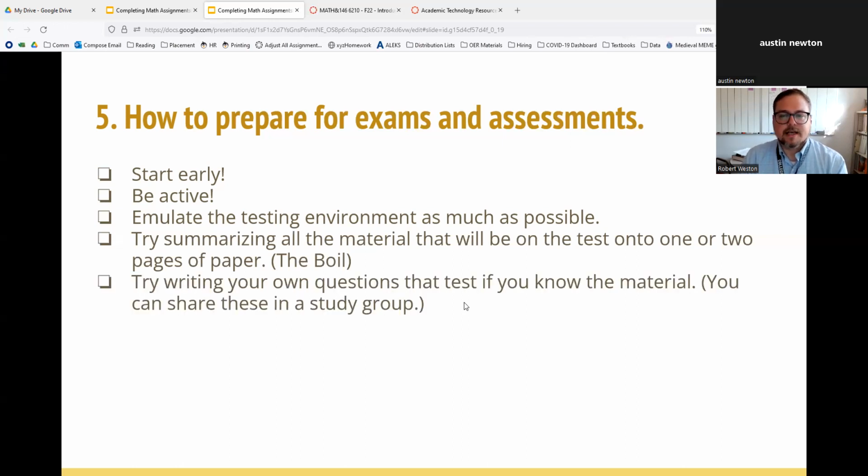Try writing your own questions that test if you know the material. This is an incredibly difficult task if you actually put real thought into it. If you copy and paste homework questions, okay, maybe that's helpful. But trying to think through what is a question that would test my understanding of the difference between observational and experimental studies? What is a question that would test my understanding of using the difference quotient in calculus? What is a question that would test my understanding of how to factor binomials, right?